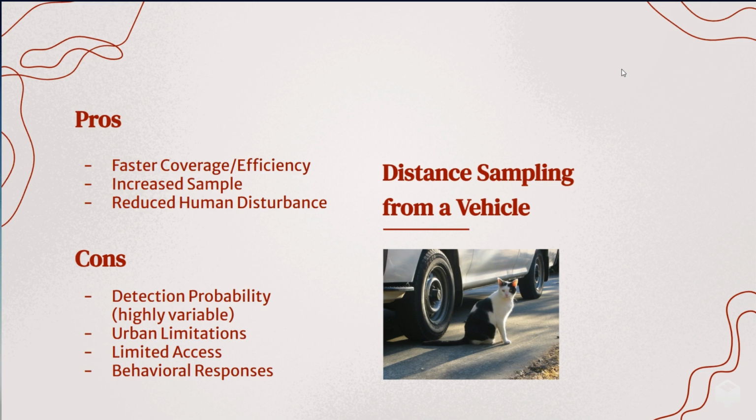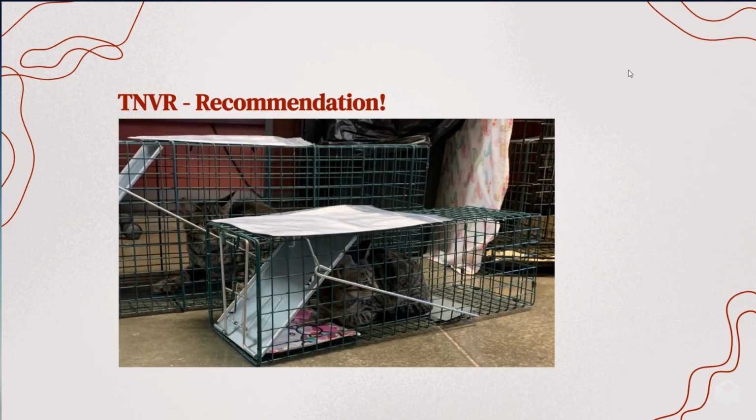Pros to this method include that we do have that faster coverage, so it is more efficient, an increased sample, and reduced human disturbance, while cons are that the detection probability is highly variable, urban limitations, limited access, and behavioral responses. Overall, I believe the strongest method is TNVR, and this is the one that I recommend.